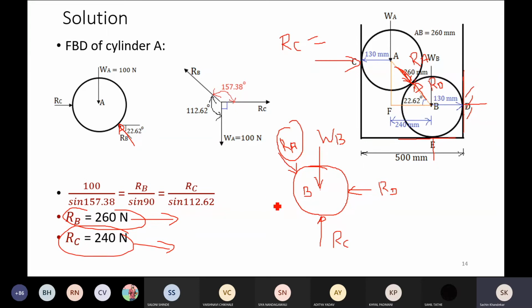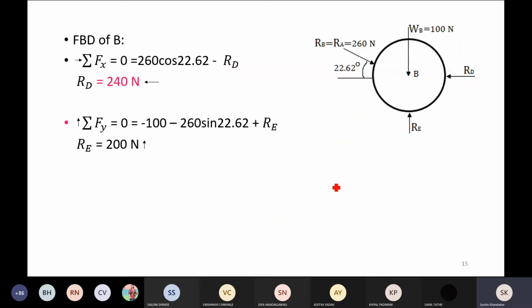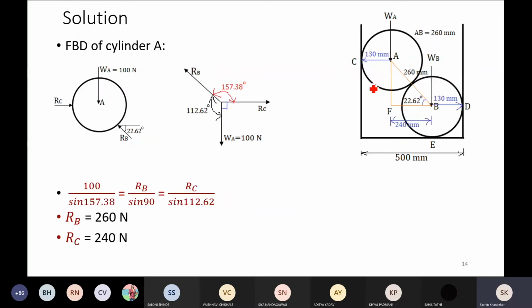So here now when we draw the free body diagram of the cylinder B, then I must show the reaction offered by A onto the block B. Okay, the calculations have been done in detail in the next slide here. Okay, fine. So before that, one very important point, let me tell you.